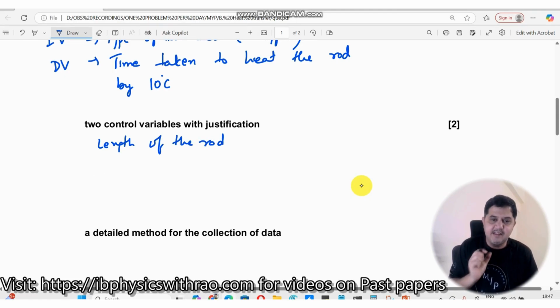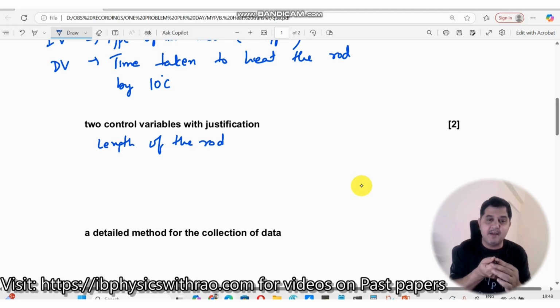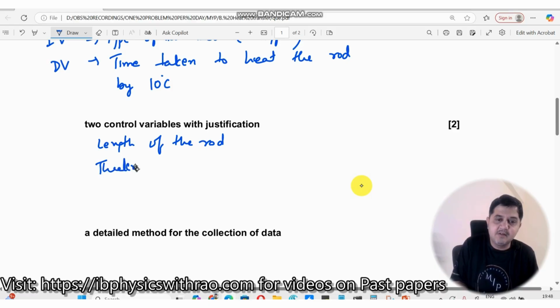Then, cross-sectional area. Whenever we talk about a variable, it should be a measurable one. For example, if I ask you to find the cross-sectional area of this pen, you will not be able to measure it directly; you are able to calculate it. What you actually do is find the thickness of it, which gives you the diameter of the rod, then find the radius, and then compute pi r squared to get the cross-sectional area. So what is the measurable parameter here? The thickness of the rod. So you have to mention the thickness of the rod.